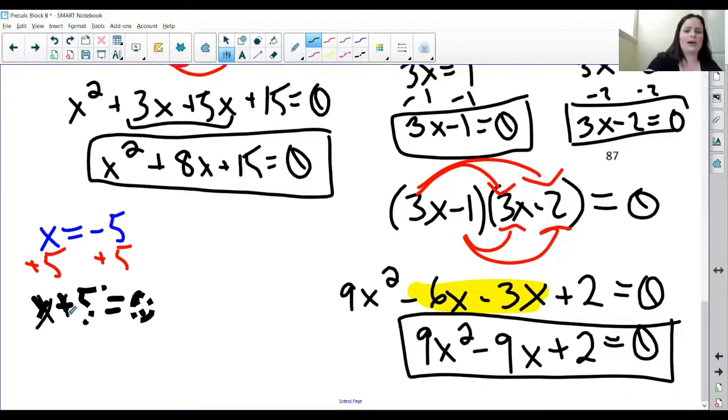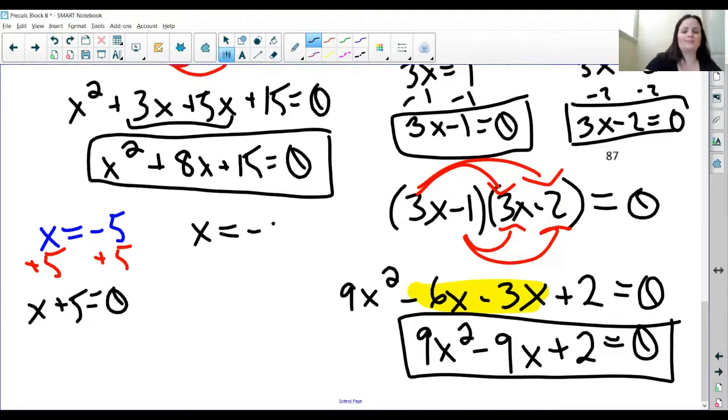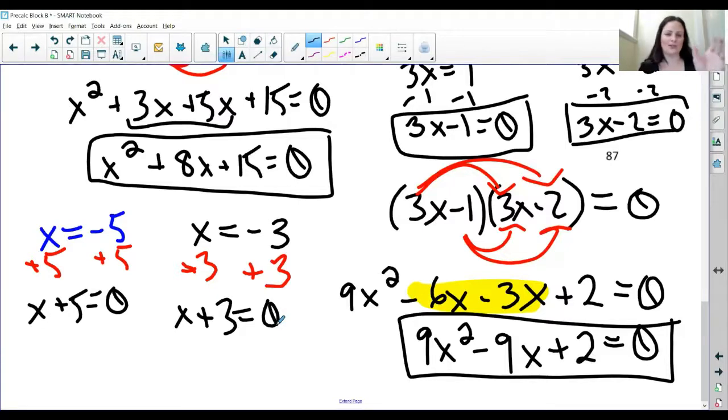x plus 5 equals 0. I hit the wrong button again by accident. And the same thing for the negative 3. You would add 3 to both sides, and you would get x plus 3 equals 0. And once you have those two things equaling 0, you put them in the brackets and multiply and expand out. All right, homeward stretch.